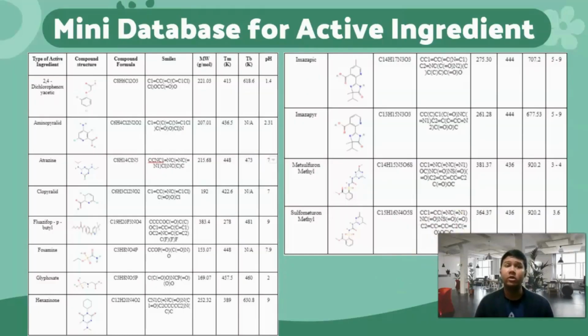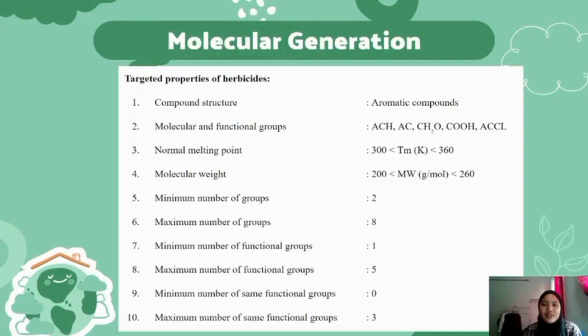This is the mini database for the active ingredients. As shown above, there are a total of 13 active ingredients, and it includes the compound structure, compound formula, the SMILES, molecular weight, melting point, boiling point, and also pH for every active ingredient. This is the molecular generation that we have done using ICAS based on the 2,4-dichlorophenoxyacetic acid molecular structure. The compound structure is aromatic compounds with functional groups of ACH, AC, CH2O, COOH, and ACCl. The normal melting point is between 300 to 360 with molecular weight between 200 to 260. Number of groups is between 2 to 8. Number of functional groups between 1 to 5 and number of same functional groups between 0 to 3.